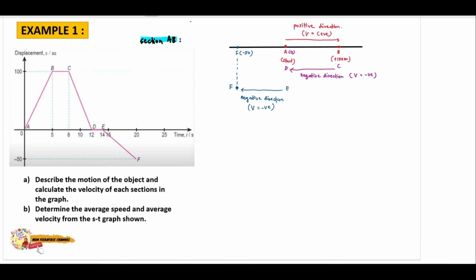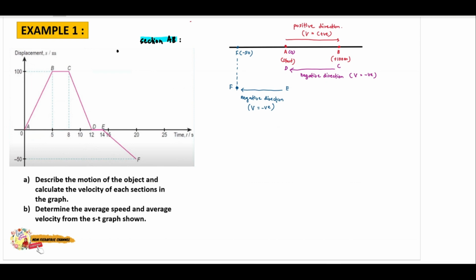Okay, so describe the motion of the object. Jadi bila kita nak describe the motion of the object, let's start with question A. So the object will move for a distance of 100 meter to the right. Okay, distance dia 100 meter to the right for 5 seconds. Okay, boleh salin. Okay, and how about the velocity? Okay, let's say calculate the gradient. Okay, jadi sebelum awak kira velocity, awak describekan dulu section AB.